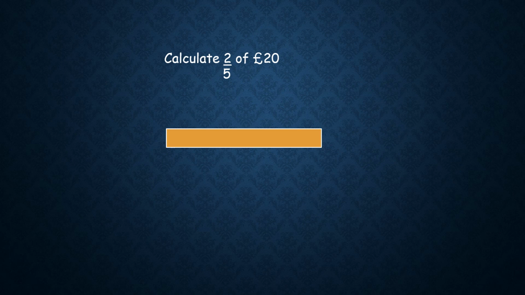So we've got a question here which is to calculate 2/5 of 20, or 2 out of 5 of 20. And this is really straightforward. All we need to do is to divide 20 by 5. And we can do that visually here by splitting this block up. So I've split this block up into 5 equal shapes. And if I do 20 divided by 5, it's going to give me 4.